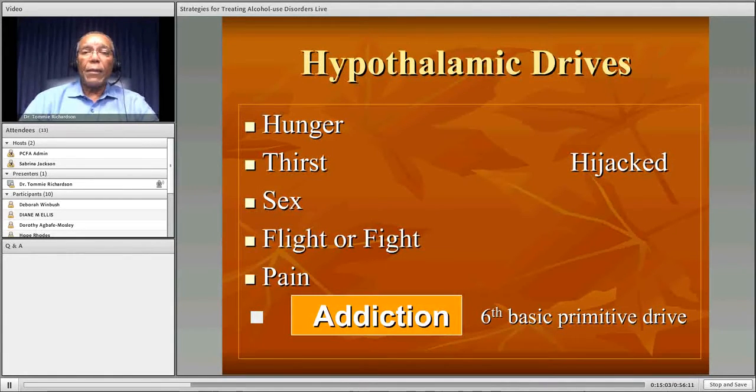The hypothalamic drives, as you know, there are 6 basic primitive drives: hunger, thirst, sex, flight or fight, and pain. And addiction becomes a 6th basic primitive drive. And that drive is stronger than pain, the flight or fight system, sex, thirst, and hunger. And I always add air, because the people that it kills is even stronger than air.